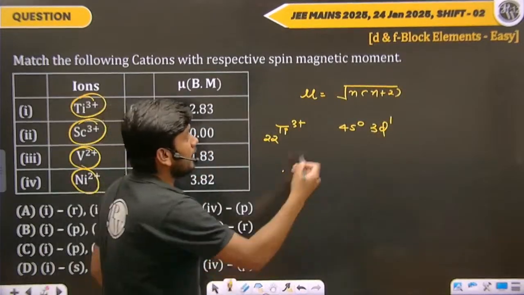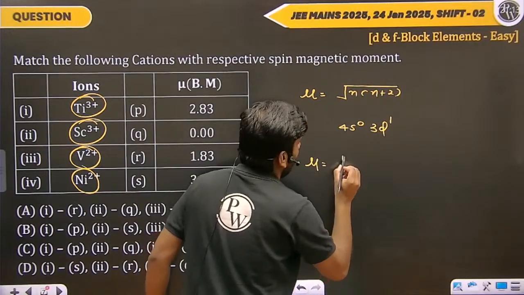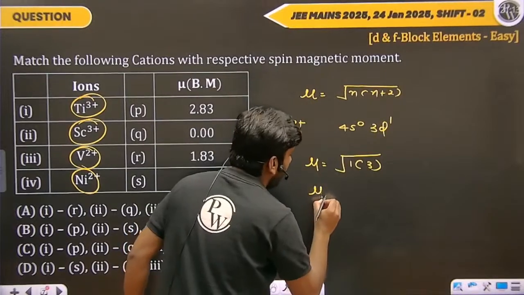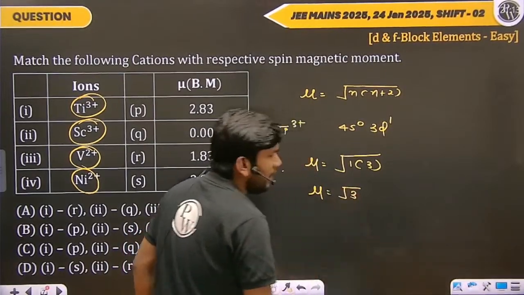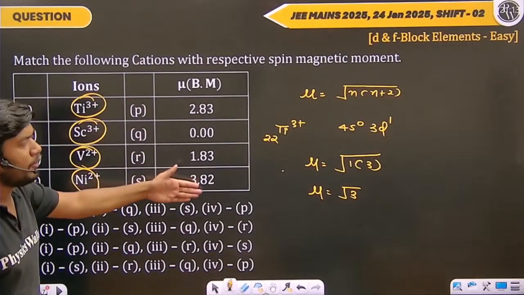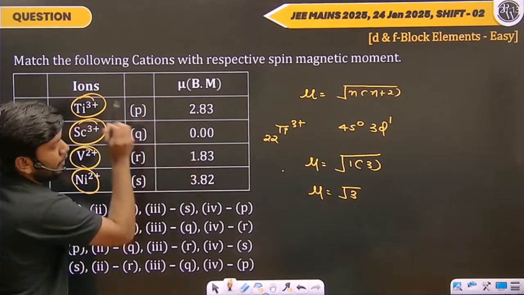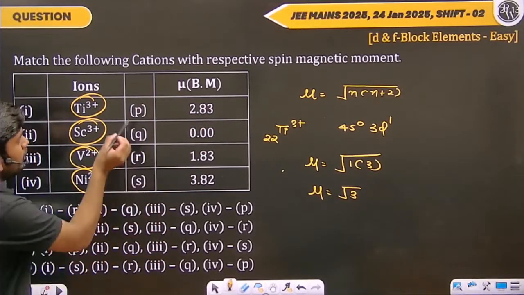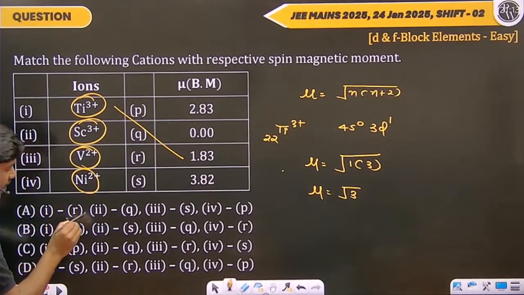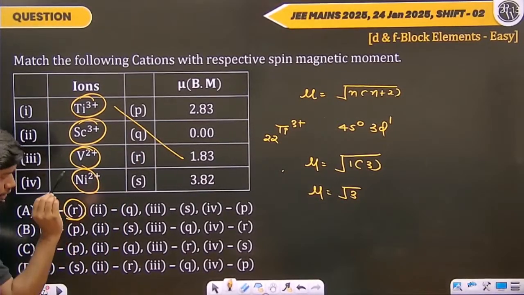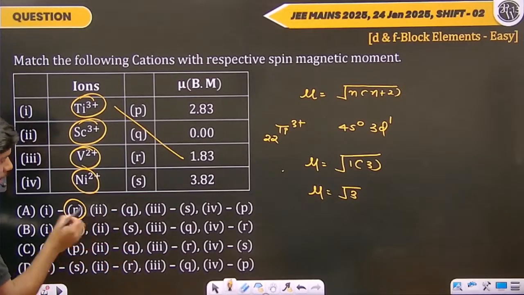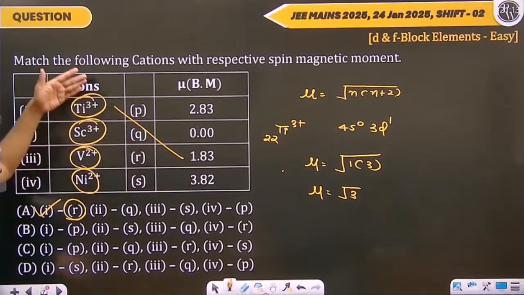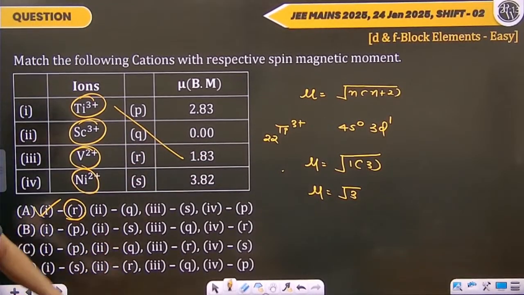Then if we compare that, mu must be equal to the square root of 1 into 3. If we calculate, mu is equal to root 3, and root 3 must be nearly equal to 1.8. The first one is R. Now the first answer is correct. Now you have to calculate the other data from the same sequence. No problem related to this.